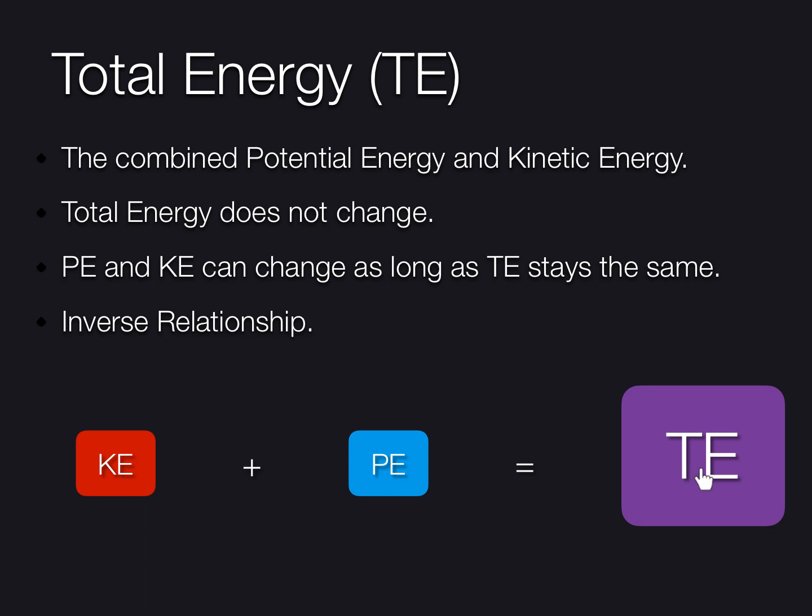If you take a look at the kinetic and potential energy of a certain situation, when you add them together, it equals the total energy, which we call TE over here. It's the purple box. The total energy of a situation doesn't ever change, but the potential and kinetic energy may change as long as TE stays the same. So what we're talking about here is an inverse relationship. The kinetic energy can increase, but the potential energy has to decrease proportionally, because when they add together, they have to equal the total energy. Or maybe something is less kinetic and more potential, but either way, when you add them together, they should still equal the same amount of total energy.